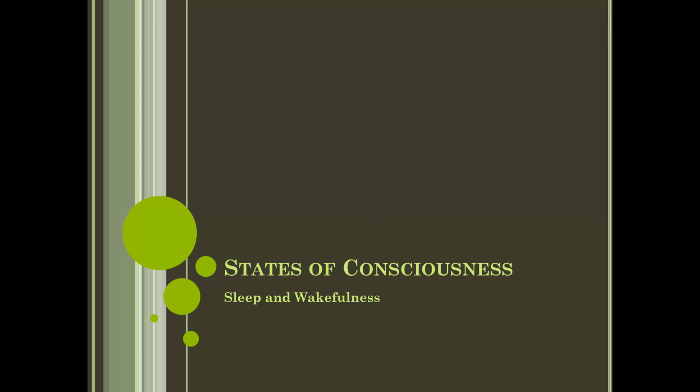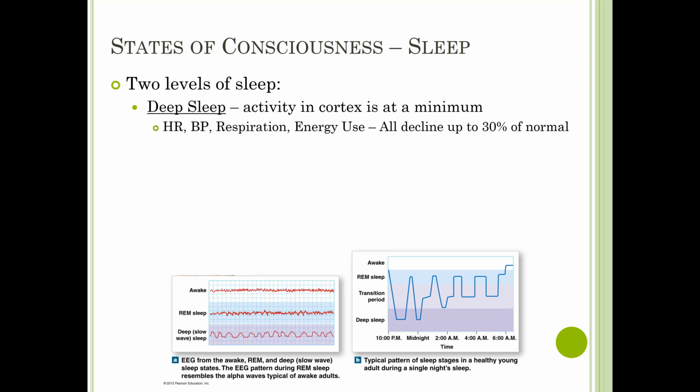In this section, we'll look at states of consciousness, which include sleep and wakefulness. So we're going to start with sleep. There are two major levels of sleep. With deep sleep, the activity in the cerebral cortex is at a minimum. Your heart rate, blood pressure, respiration, and energy use all decline up to 30% of normal.